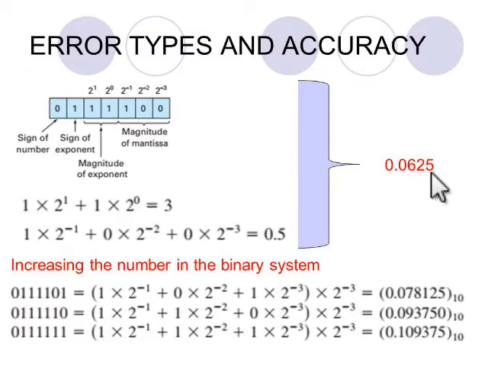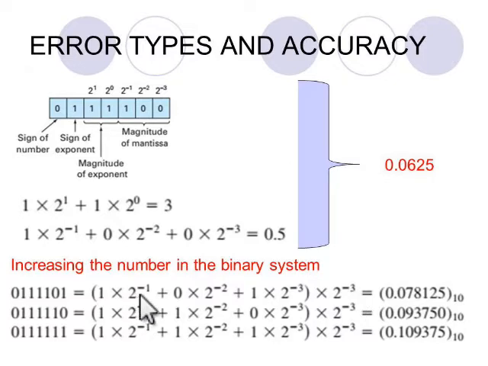Now let's increase the value step by step. So what shall be the next largest number? Of course, the next largest number will come by increasing the mantissa, right? Now the first bit here can be 1, so this will be the next larger number, the next number bigger than the previous one.